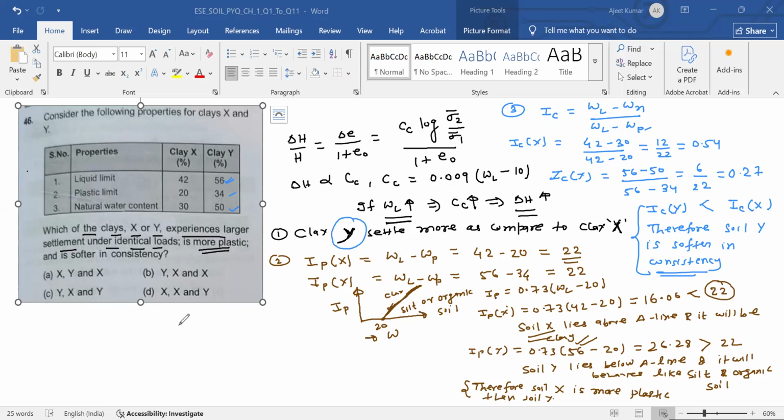So the first one is Y. In this case, therefore, soil X is more plastic. Soil X is more plastic. So X, and then soil Y is softer. So Y, X and Y. The option number C will be the correct answer. Okay, so this is the solution of question number 46.